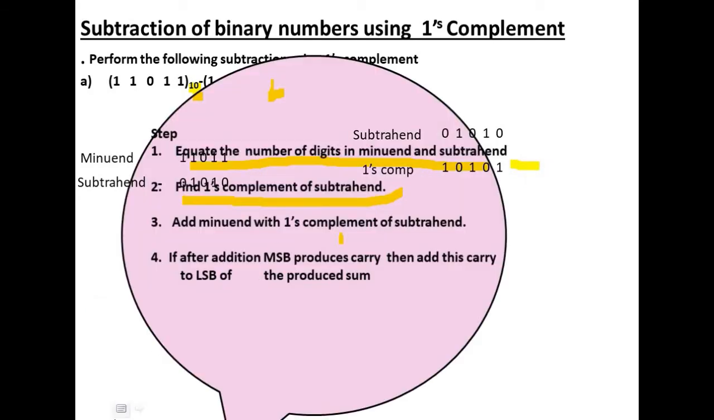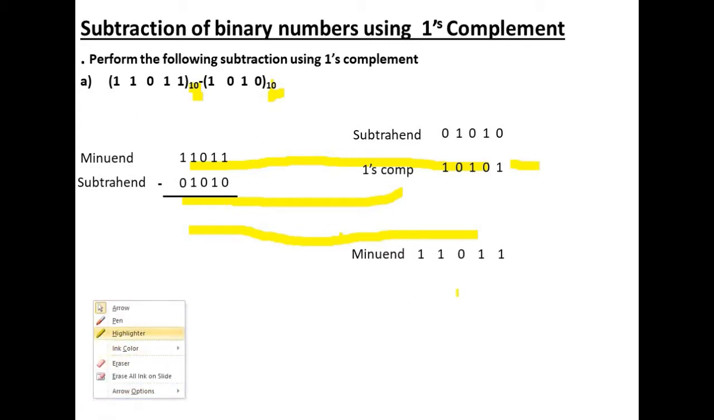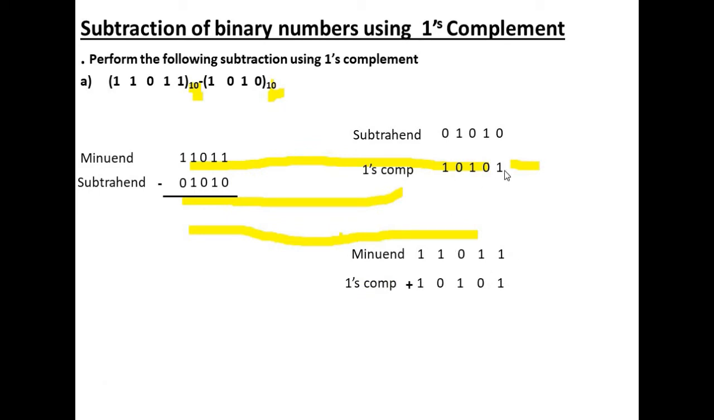Now the next step is that we have to add the minuend with the one's complement of the subtrahend. We have found the one's complement of the subtrahend. Now we have to add this to the minuend. So here the minuend is given as 11011. Now we have to add the one's complement that we have found here to the minuend. Let us see what result we are going to get. So if we add these two numbers, let us start adding.